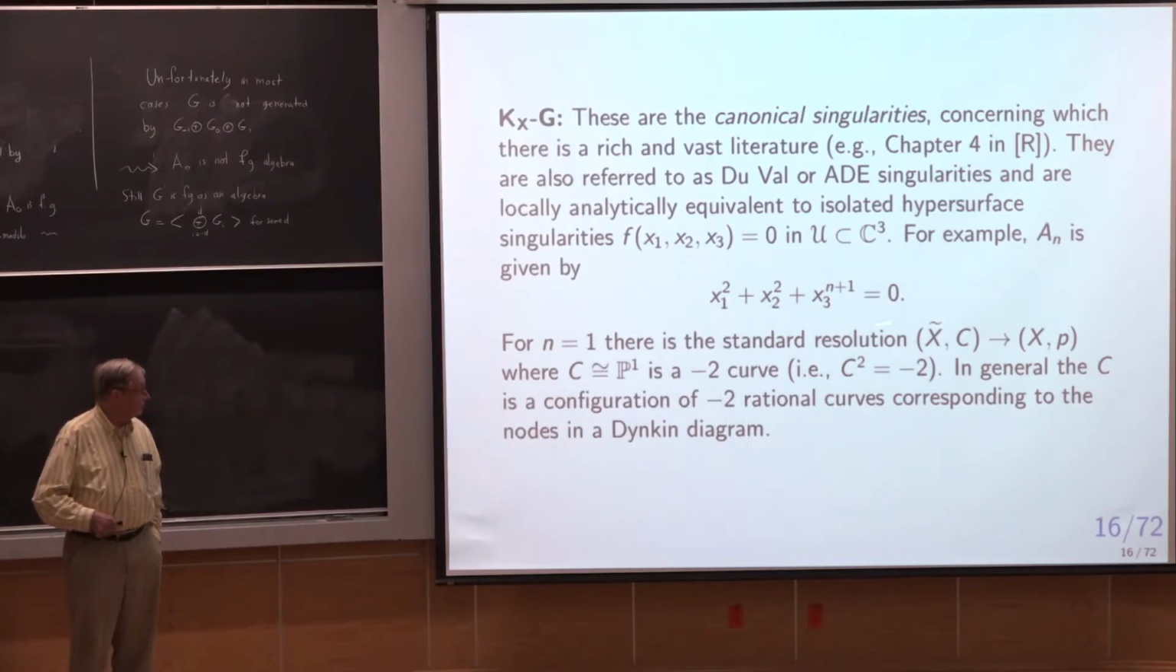For example, the simplest one is just a surface that has an ordinary double point, a node. It's like the vertex of a cone. The desingularization, you just blow up the vertex and you get a curve which is contracted to the singular point on the cone. It's a Riemann sphere with self-intersection -2.